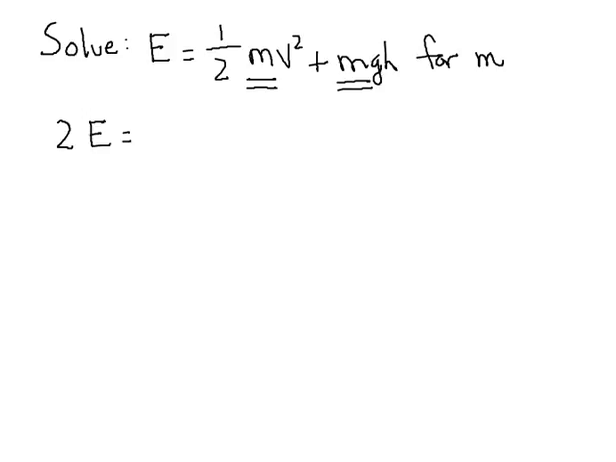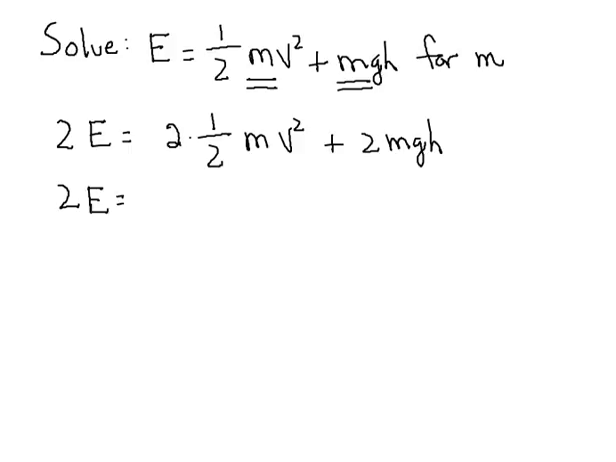So we have then on the left hand side 2 times E equals 2 times 1/2 m v squared plus 2 times m g h. So on the left hand side we then have 2E, and you'll see that the 2 times the 1/2 will produce a 1, and 1 times m v squared is m v squared, then plus 2 m g h.